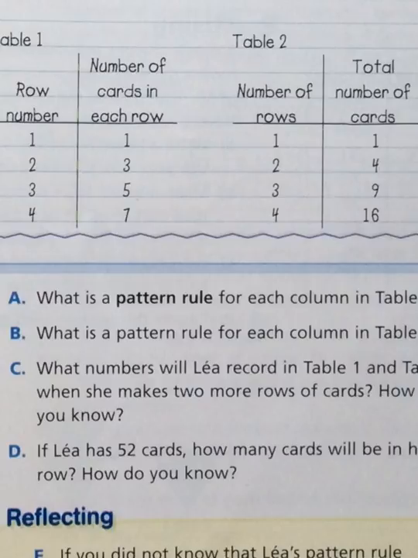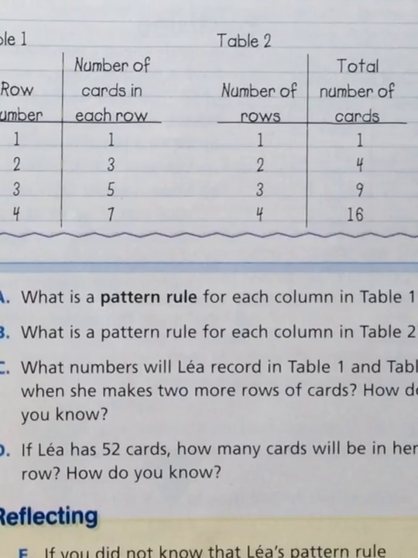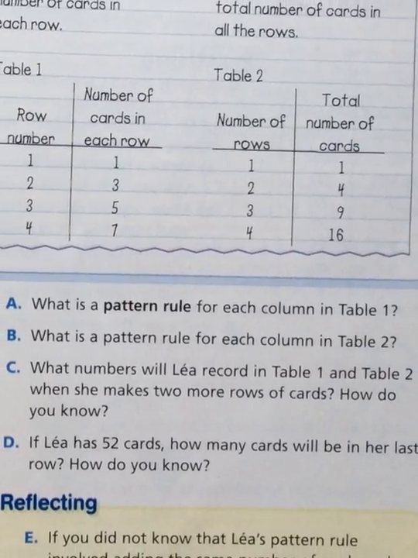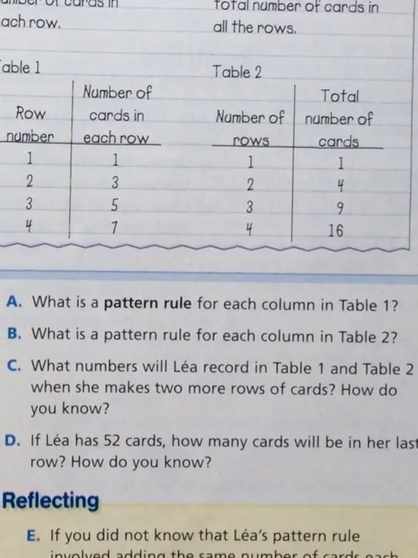Let's get my handy dandy pen. Let's just do black. She's asking, according to this question, what numbers will Leia record in table 1 and table 2 when she makes 2 more rows of cards? And how do you know?